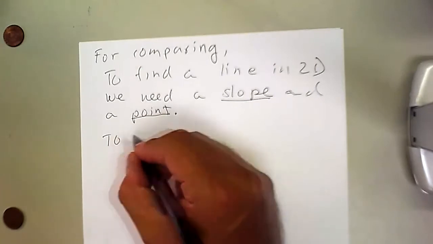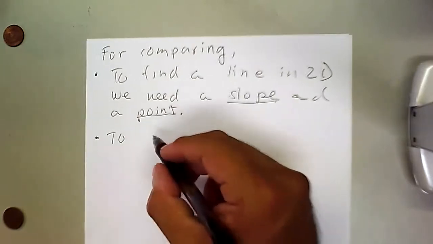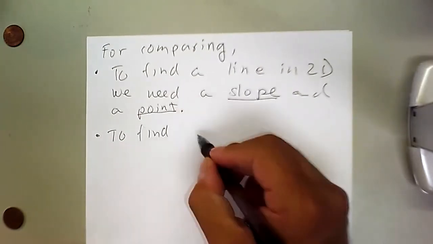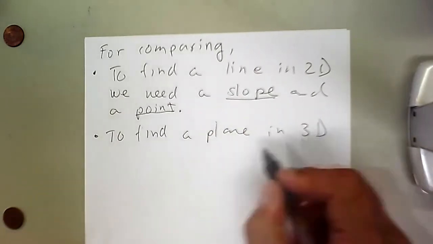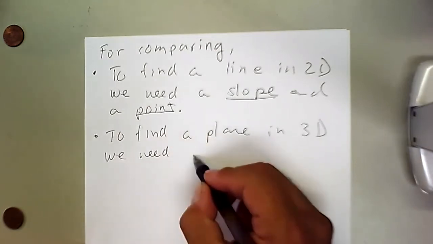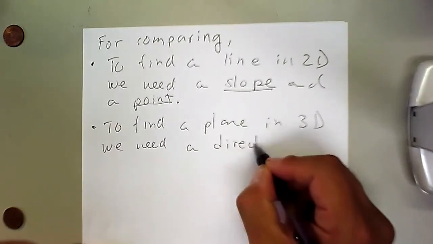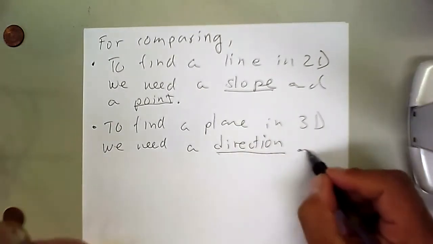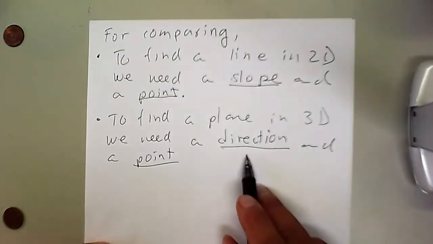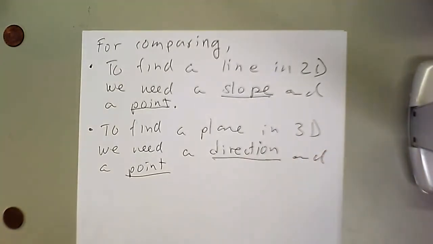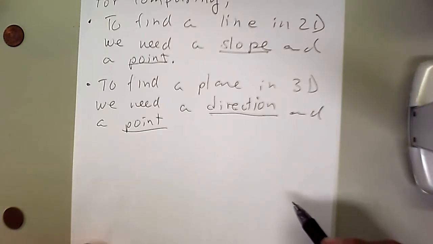So this is one that we already know, from this class. To find a plane in 3D, we need a direction and a point. So we still need a point. Instead of the slope, we need a direction. The direction that we need is the direction of the normal to the plane.